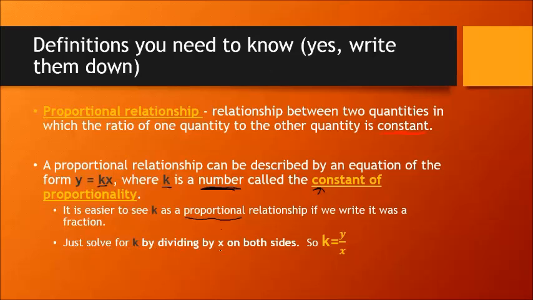You solve for k by dividing by x on both sides. So what does that mean? So if I have y equals kx, I'm trying to solve for k. Remember, k is just a number. So if I divide by x on both sides, I end up with my equation here. K equals y over x. I'll write it nicely over here so you can see. K equals y over x. So y over x is a proportion. It is a ratio. We are going to be looking for this ratio during this lesson.